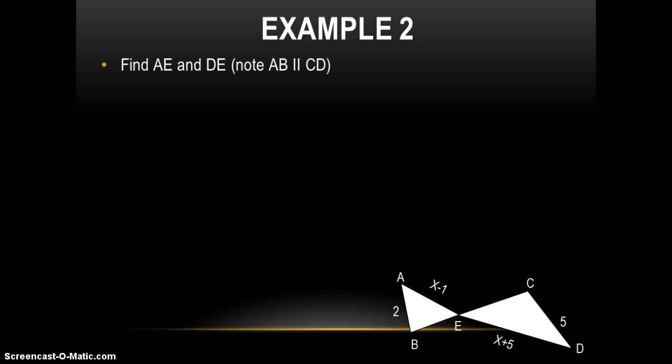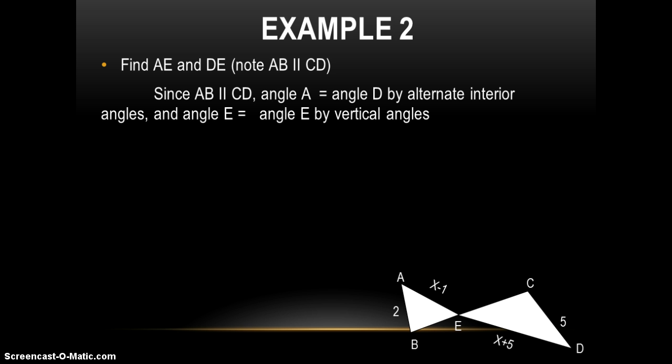Example 2. We need to find AE and DE. Note that AB is parallel to CD. Since AB is parallel to CD, angle A equals angle D by alternate interior angles, and angle E equals angle E by vertical angles. So by angle-angle, we have triangle ABE is similar to triangle DCE.